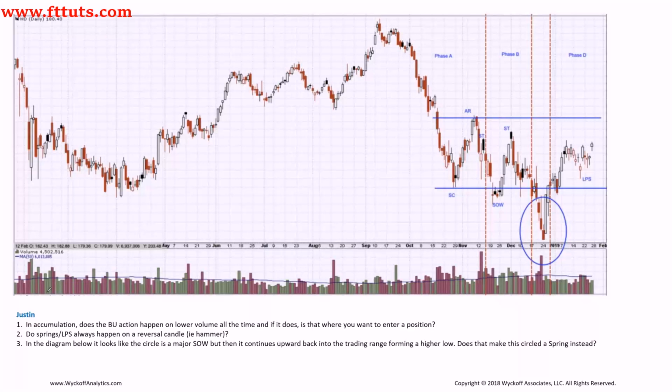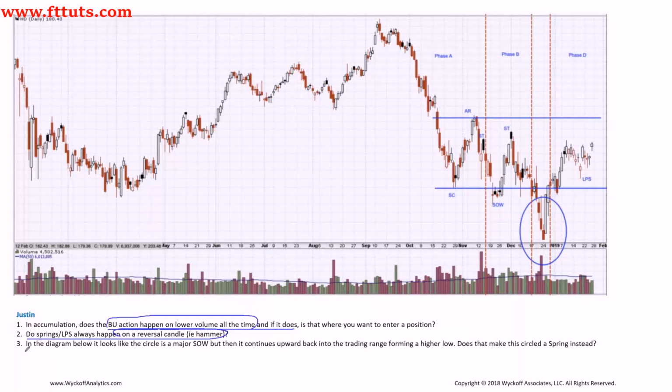All right, so let's come back to this slide, and we're looking at Home Depot again. A few questions here. In accumulation, does backing up action happen on lower volume all of the time? That's question number one. And if it does, is that where you want to enter a position? Second question, do sprints and LPS always happen on a reversal candle or hammer?